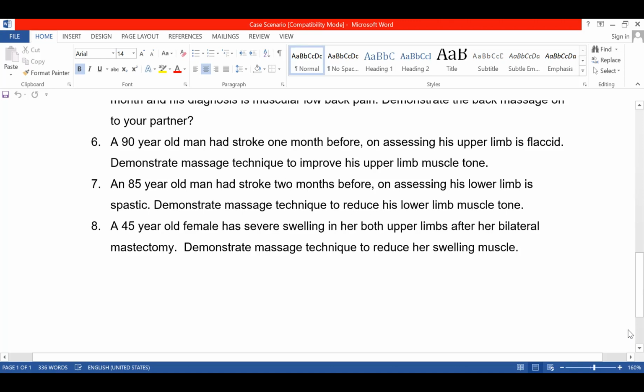Okay. Since it is spastic, you are going to do it from proximal to distal. Except effleurage, every remaining technique has to be given from proximal to distal. So for spasticity, you need to choose the technique that will give relaxation. Okay, next, last group.